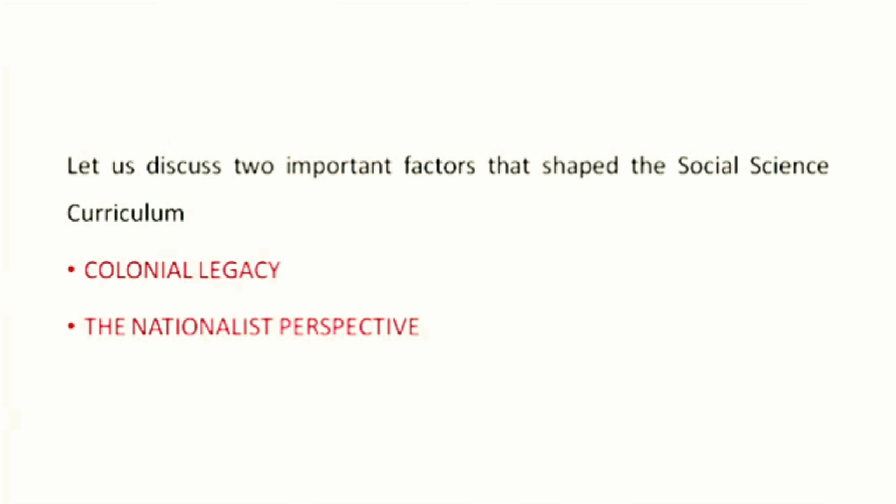So, the social sciences that we learn and teach today are the result of all the factors which we have just discussed in the previous slide. Let us discuss two important factors. If you ask me what the two important factors are that influence social science teaching and learning in India, I would say they are the colonial legacy and the nationalist perspective. These two factors have great influence on the formation of the social science curriculum in India.